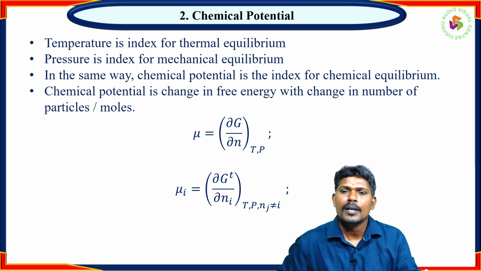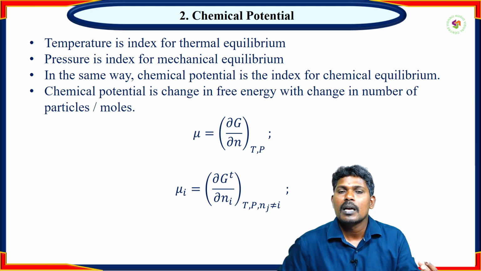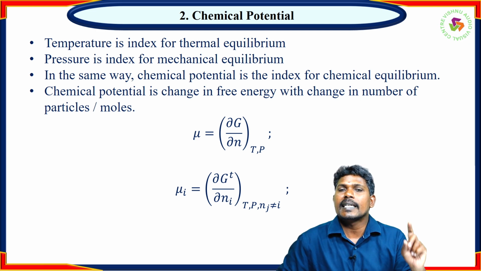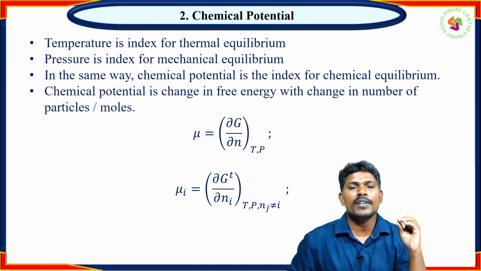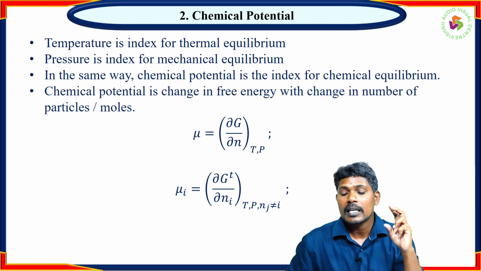In the same way, any mechanical device is not moving because both sides, the two systems, are at the same pressure and are in equilibrium with respect to pressure. It means pressure is the index for mechanical equilibrium. In the same way, chemical potential. In simple words, like temperature is the index for thermal equilibrium and pressure is the index for mechanical equilibrium, in the same way, chemical potential is the index for chemical equilibrium.